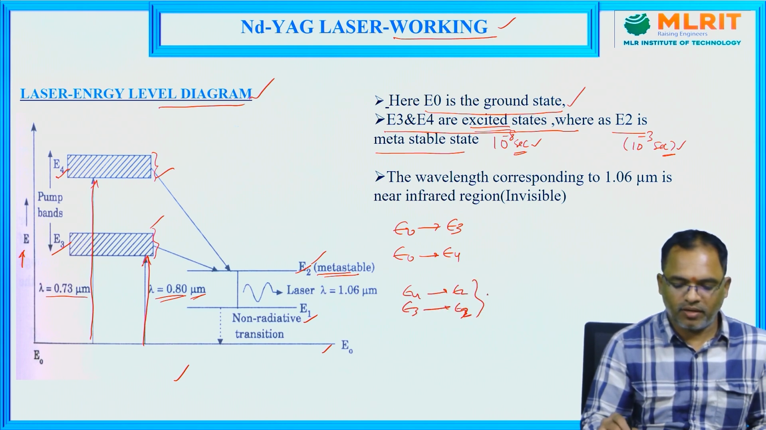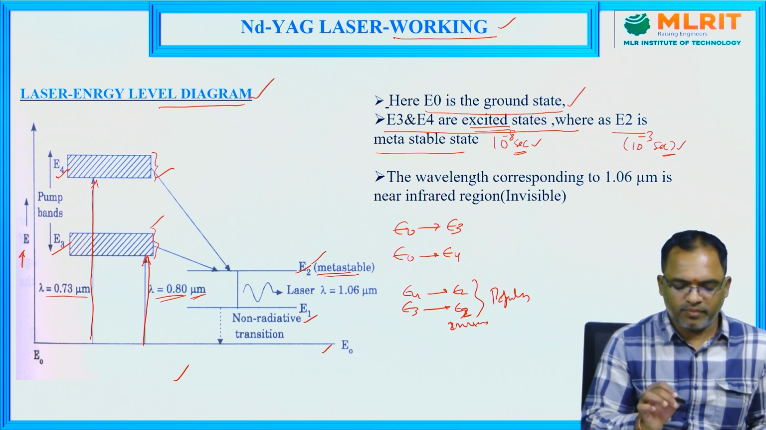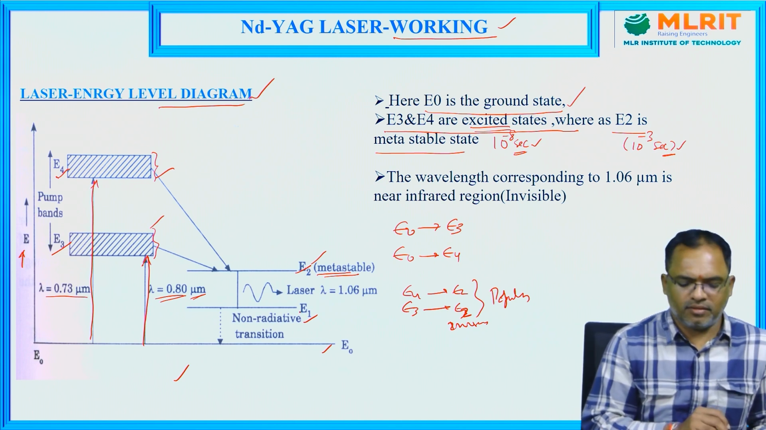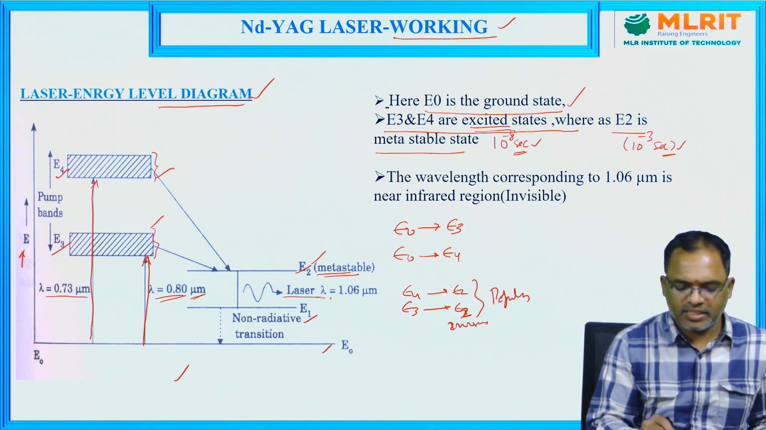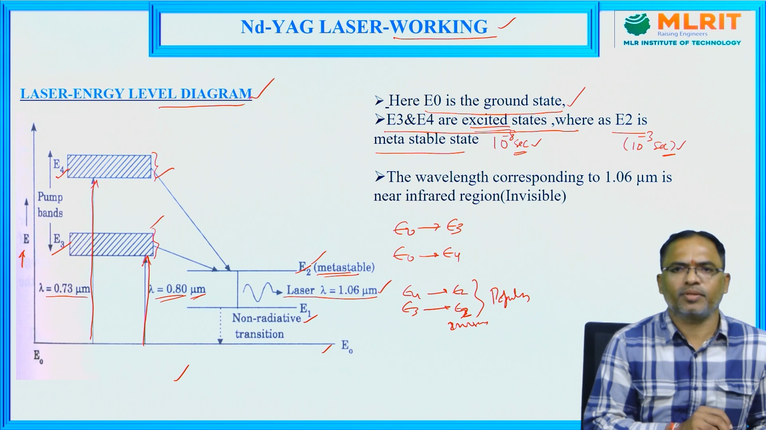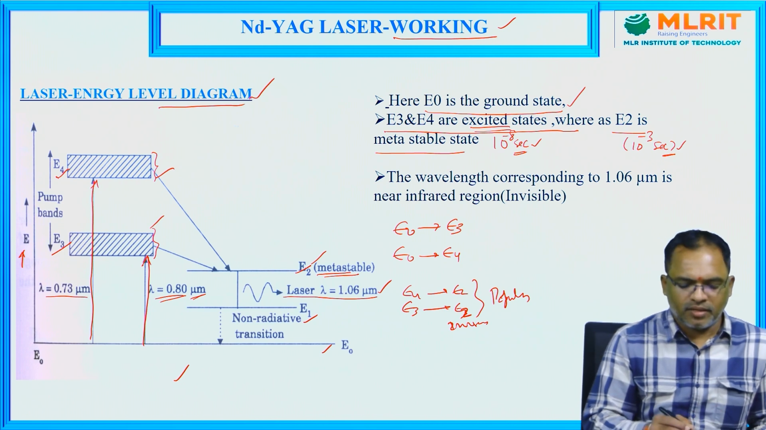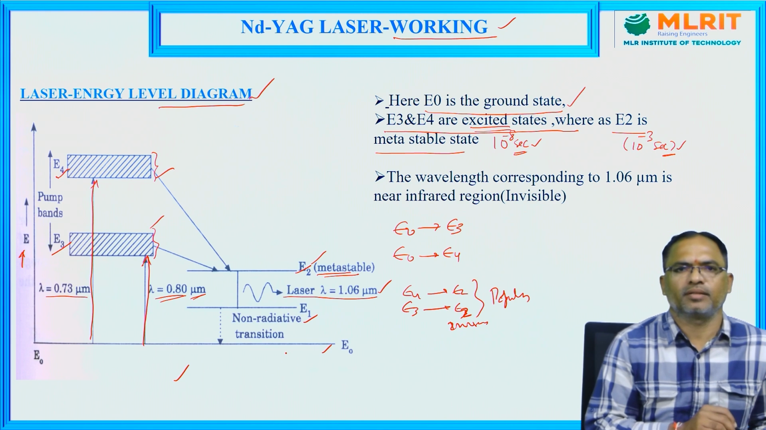At one moment, the population increases drastically in the energy level E2. So at one moment, the population inversion condition will be achieved between E2 and E1. As a result, all these particles will make a transition from E2 to E1, and the laser transition takes place corresponding to a wavelength of 1.06 micrometers. After that, a non-radiative transition takes place from E1 to E0.